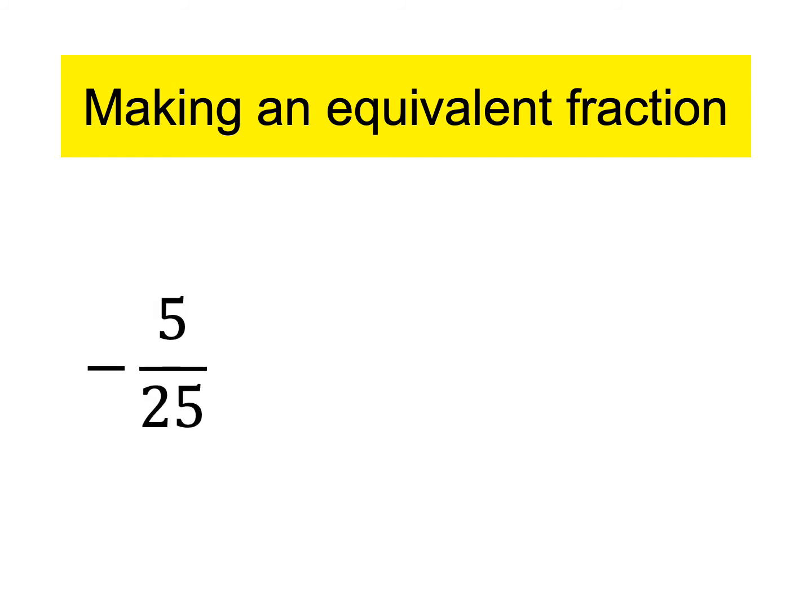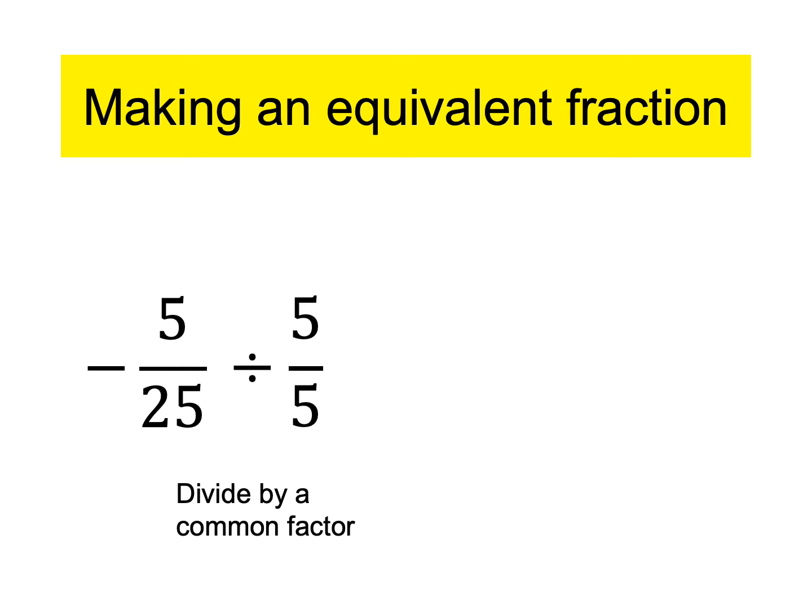Negative 5/25. If we want to do this by multiplication, we multiply by any number. But if we want to do this by division, we have to come up with a number that goes into both 5 and 25. Well, that one's a pretty easy one. What's that number? Yeah, that's the number 5. So let's see. 5 divided by 5 is 1. 25 divided by 5 is 5. And a negative divided by a positive is a negative. So we get negative 1/5.